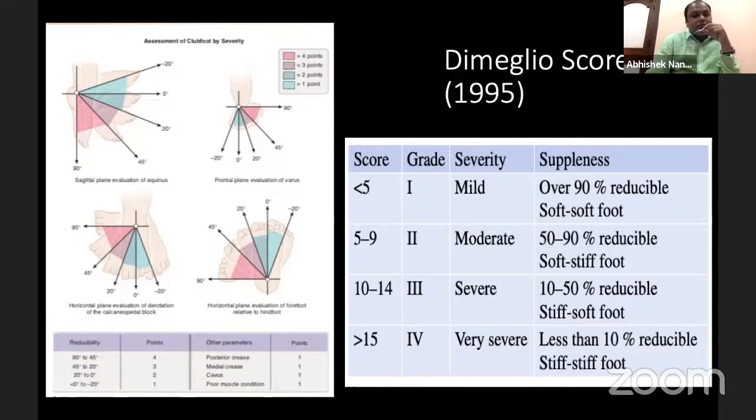So it is evaluated between -20, 0, 20, 45, and 90, and we are scoring it between 4, 3, 2, 1. Other additional parameters are the posterior crease, medial crease, cavus, and poor muscle condition, which are given 1 point each. Now, if the score is less than 5, we grade it as 1, and severity is mild, and we say it is a soft foot. If it is 5 to 9, we say moderate, a soft-stiff foot. If it is 10 to 14, we say it is a severe variety, a stiff-soft foot. Above 15, it is a very severe variety, and we say it is a stiff foot.